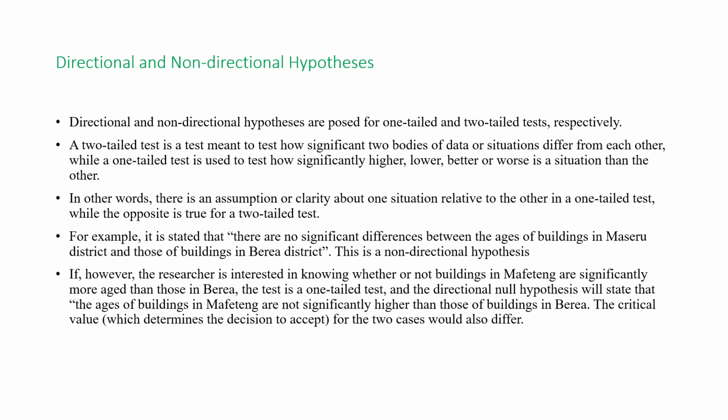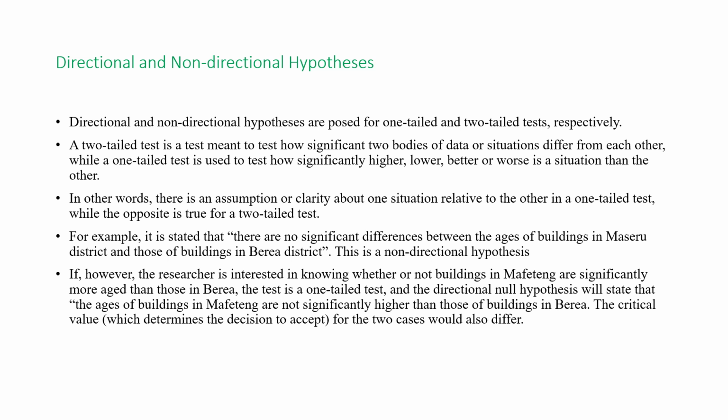So what do we mean by a two-tailed and a one-tailed test? A two-tailed test is a test meant to test how significantly two bodies of data or situations differ from each other, while a one-tailed test is used to test how significantly higher or lower, better or worse, one situation is than the other. In other words, there is an assumption or clarity about one situation relative to the other in a one-tailed test, while the opposite is true for a two-tailed test.